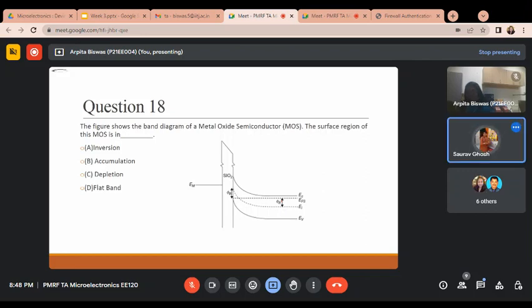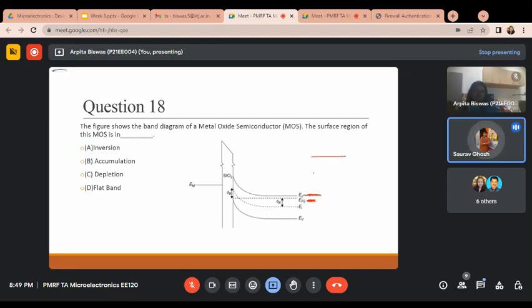Yes, ma'am, I got it. So basically, I think it is the structure of a PMOS, because for NMOS, I think it bends downward. But how can you tell that it is P type? EC and EF, the Fermi level. You can see the Fermi level here, on this side. You have to see.